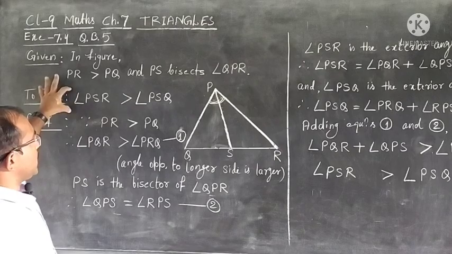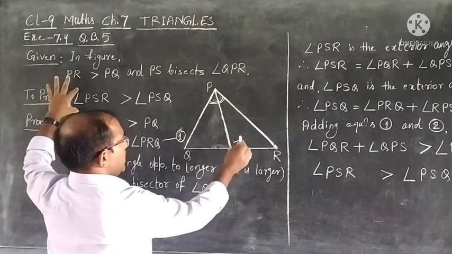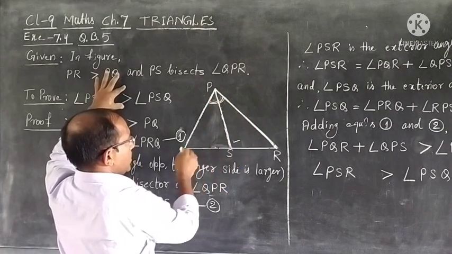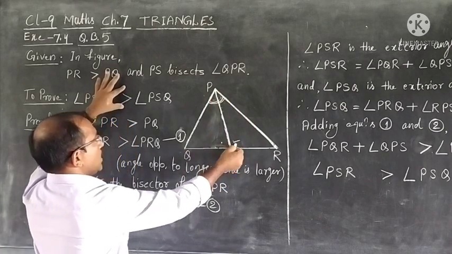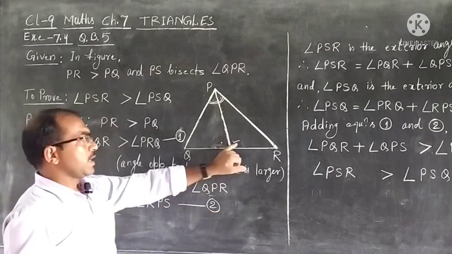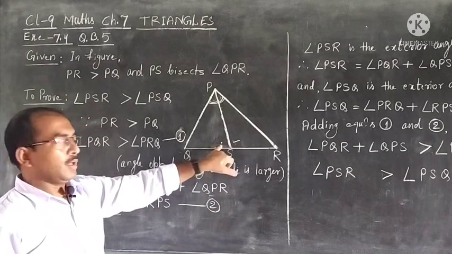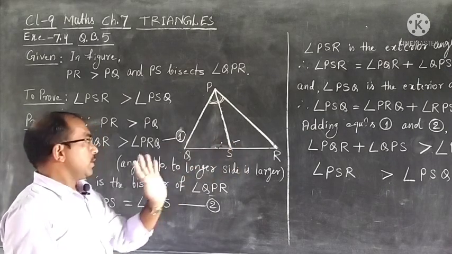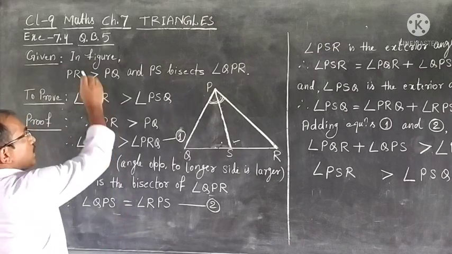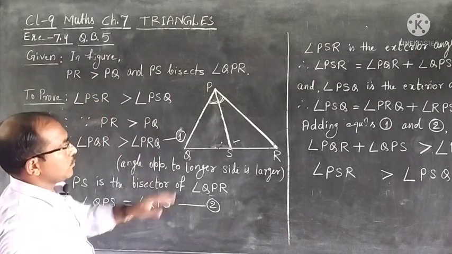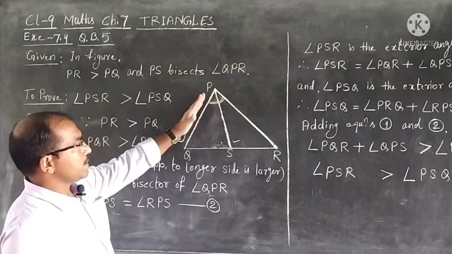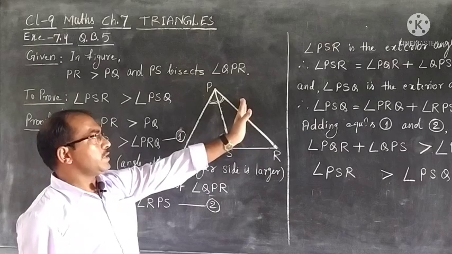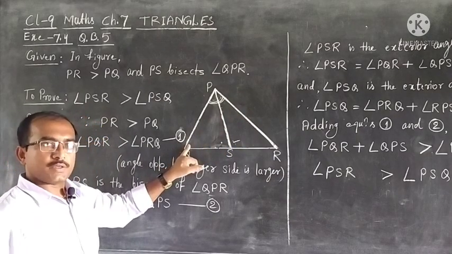Then we need to prove this angle PSR will be greater than PSQ, this angle will be smaller, that angle will be greater. We need to prove this, I have just put a tick mark and a dot here. This is the greater angle and this is the smaller angle. Let us start. First of all, what condition do we have? PR is greater than PQ. So, let us see in the full triangle. This side is smaller, so the opposite angle will be smaller. This side is longer, the opposite angle will be larger or greater.